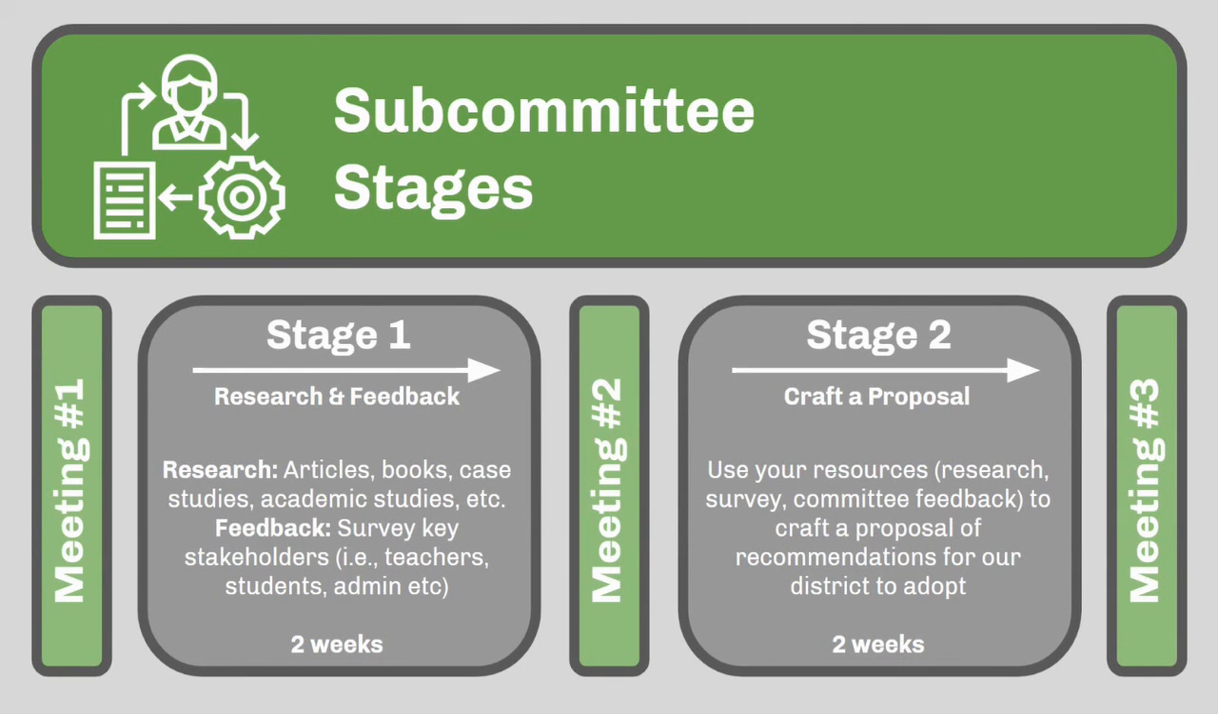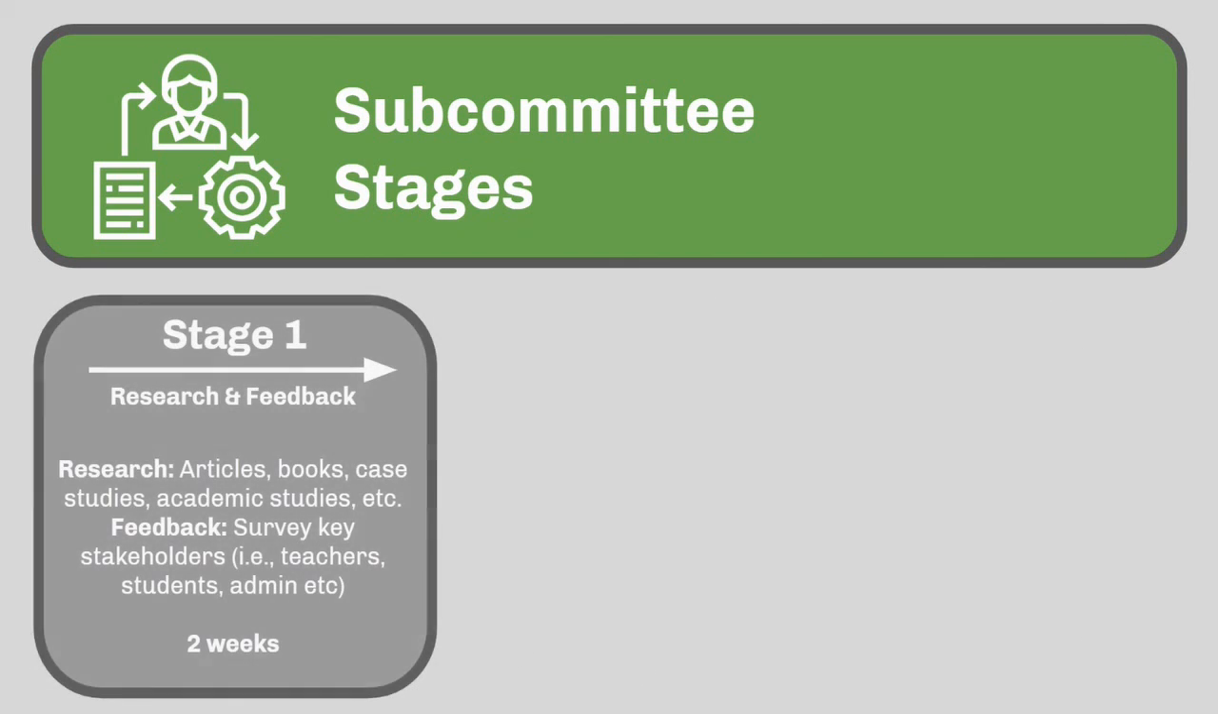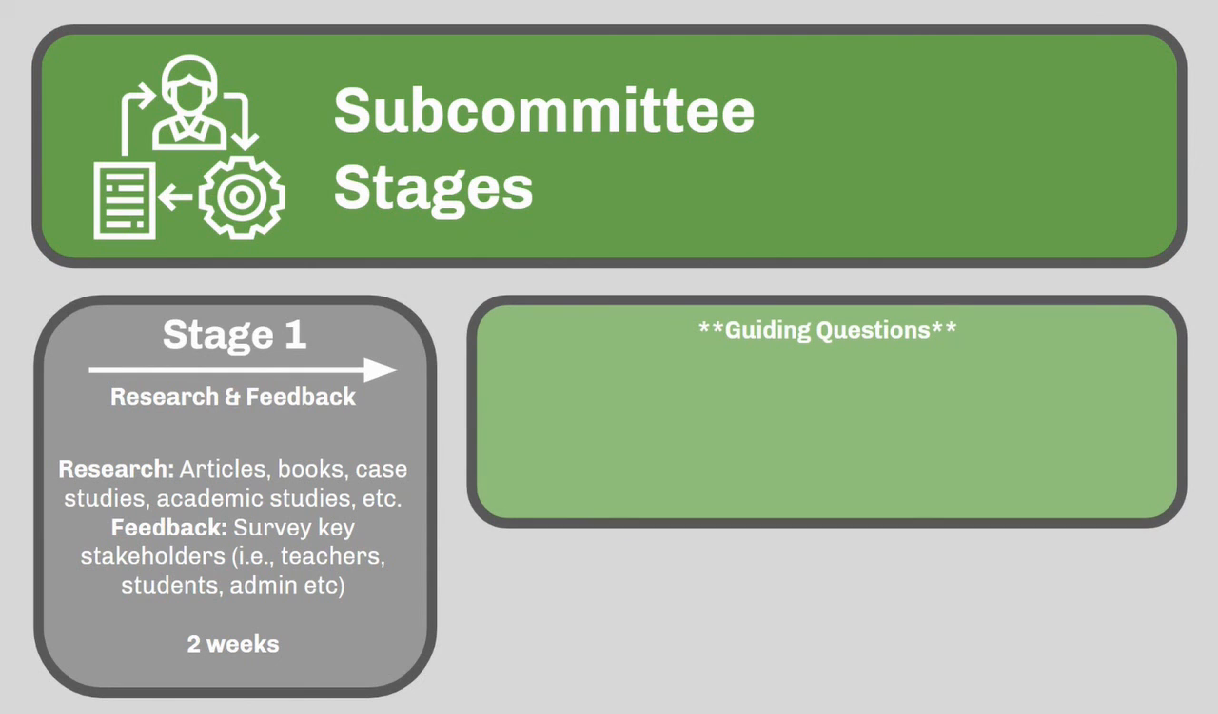We went over this during the whole group presentation, but just remember the majority of the brainstorming and work being done will be in these 2-week intervals in between the meetings. So we're calling the next 2 weeks between this meeting and next, stage 1, right? Research and feedback. And here are some questions that you may want to consider when delving into the research, right? First, what does the research say? And what do the SBG experts say, right?